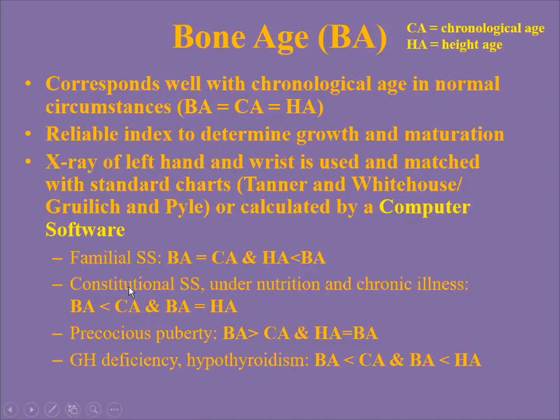And in constitutional short stature, undernutrition, and chronic illnesses, the bone age is going to be less than the chronological age, but bone age may be equal to the height age, right? Familial short stature: the person is genetically short, so he's going to be short. So his height age is going to be less than the bone age. Bone age is going to correspond to his actual age.